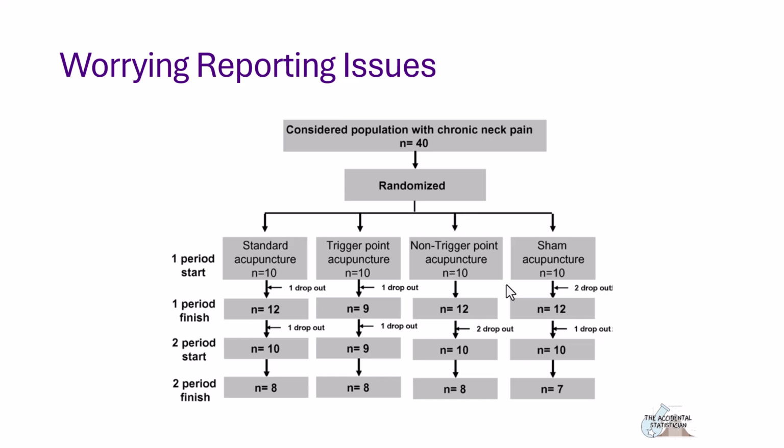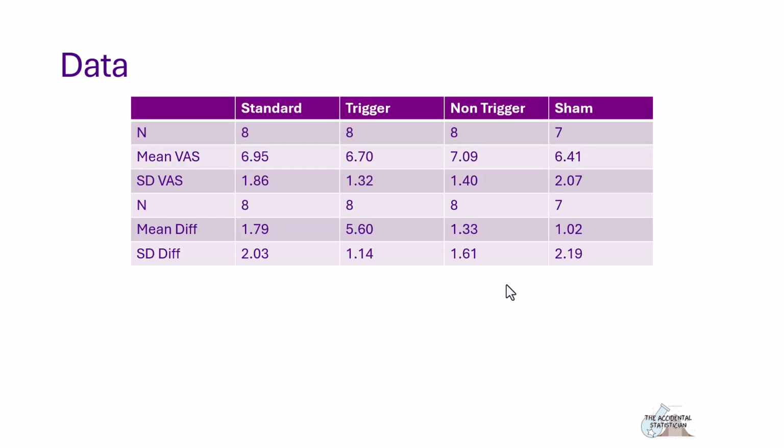This is what I mean by the numbers going up and down. So you've got 1 dropout in the first column, and it goes from 10 to n equal 12. So how does that happen? And then there's another dropout and it goes down from 12 to 10 and then n equals 8 at the end. I don't understand, but that's worrying.